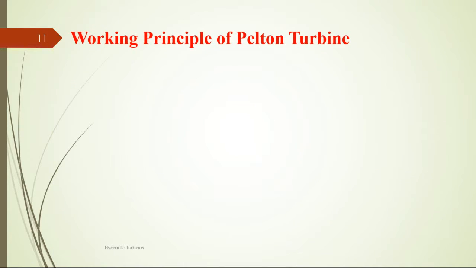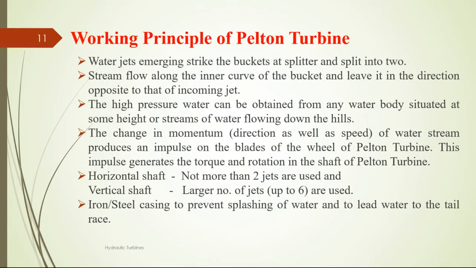Then if we talk about the working principle of Pelton turbine, in that the water jet emerging strikes the bucket at the splitter and splits into two streams. They flow along the runner curve of the bucket and leave it in the direction opposite to that of the incoming jet. The high pressure water can be obtained from any water body at some height, or from streams of water flowing down a hill.